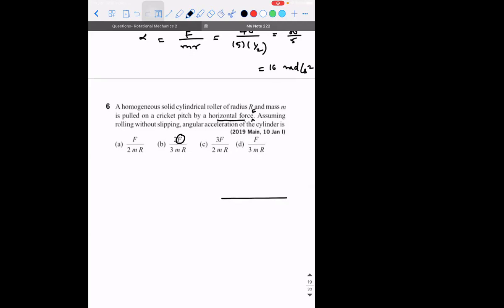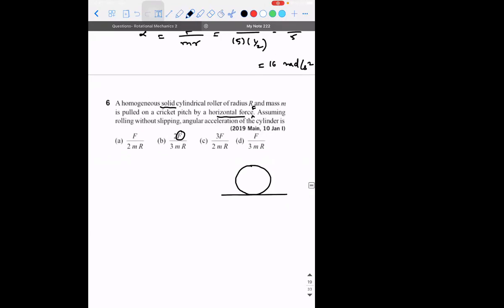Sir, how do we know which axis we are supposed to take for the moment of inertia? See, the only thing is, if a cylinder has to roll, since this is a solid cylinder, they have mentioned it. I'm going with the logic only because this question is actually ambiguous. You raised the right question. This question is ambiguous because they didn't tell where the force is applied, whether it is applied at the bottom or at the top.